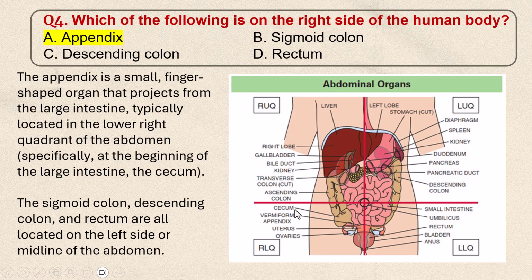When you take the right lower quadrant, you can see it has cecum, appendix, uterus, ovaries. So the appendix is on the right side of the abdomen. Other answers like sigmoid colon, descending colon, and rectum are all on the left side of the body. That is the anatomical position.